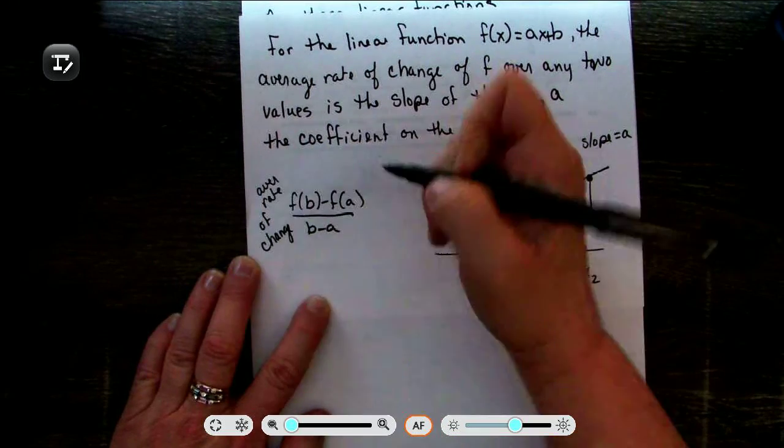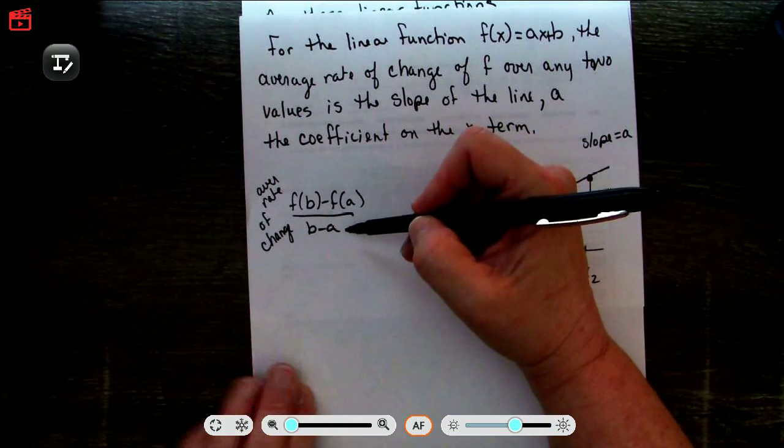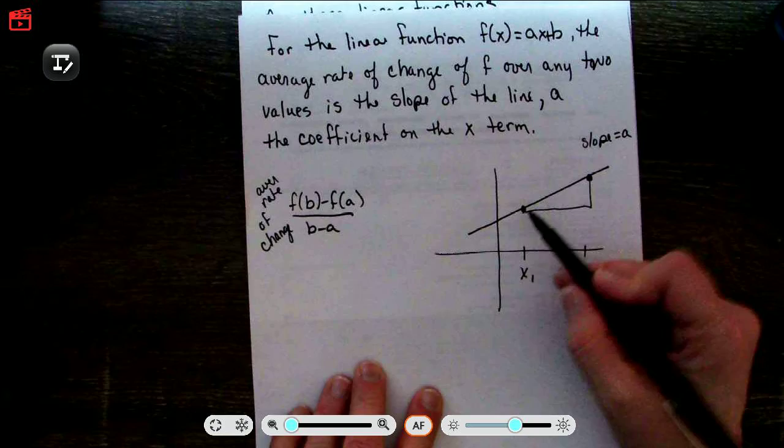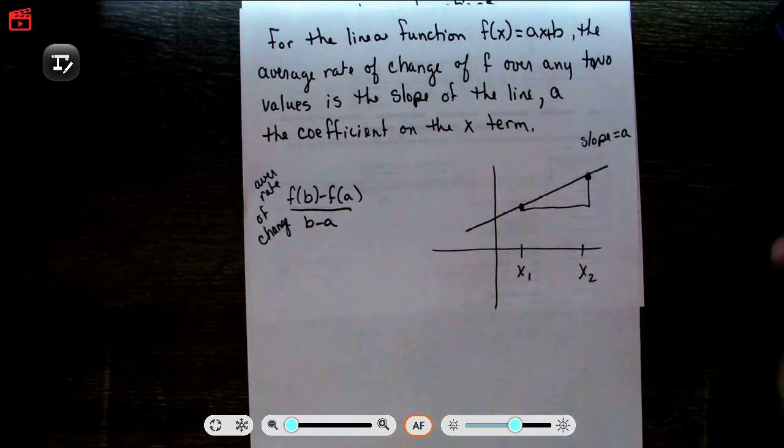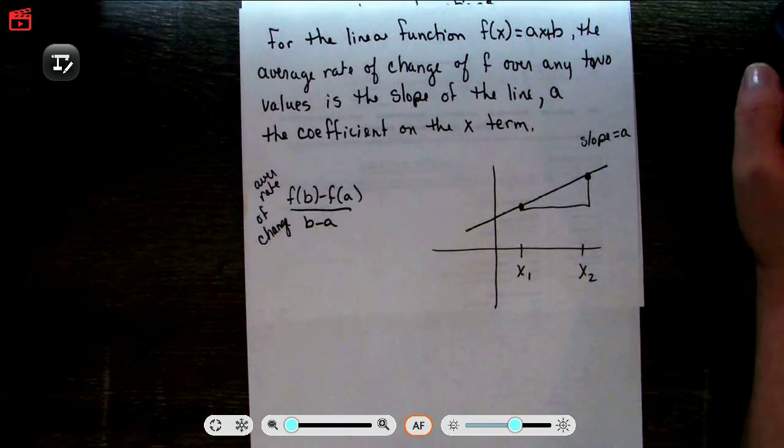Because it is the change in your y over the change in the x. It is the slope of that piece from here to here. And in a straight line, it's going to be the slope of that line, which is that a value.